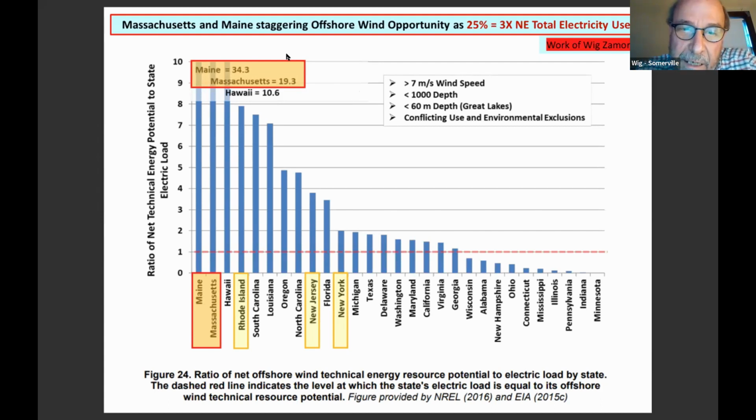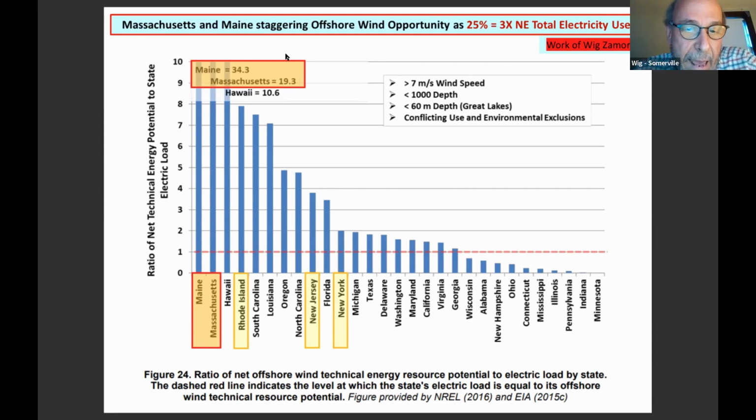Now I've rounded these up because these are a little old. So I think of Maine is able to produce 35 times the state's total electric use with current offshore wind technology. And Massachusetts is able to produce 20 times its total electric use with current offshore wind technology. And these things do not have to be in the faces of the Nantucket billionaires anymore. These are technologies that are further offshore.